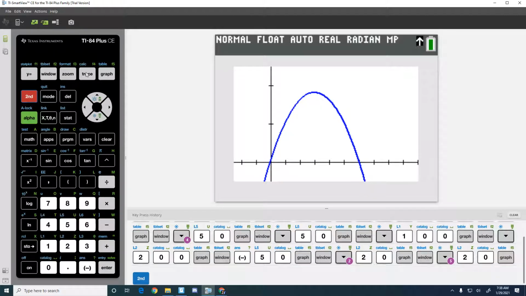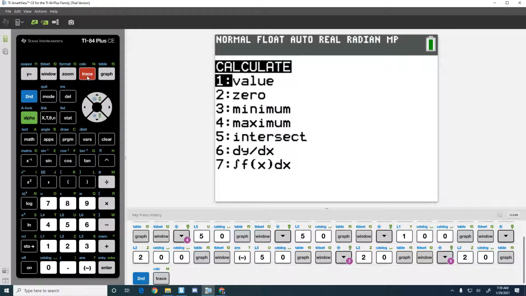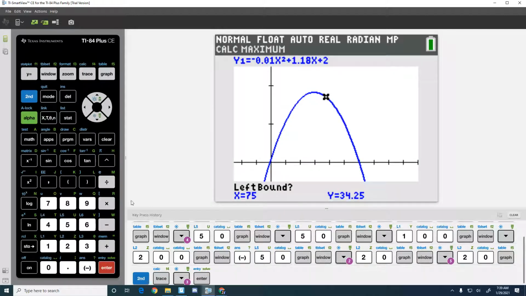Press second trace. That's going to be our main menu we're going to go to for almost all of these, and that's the calculate menu. And which of these options do I select to find the vertex in this case? The maximum, right? Because there's a maximum part of my parabola before it starts going back down. There's an absolute top to it. It's like a hill. So I'm going to go down to option 4, which is maximum, and hit enter.